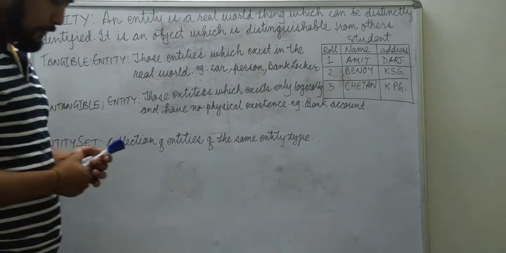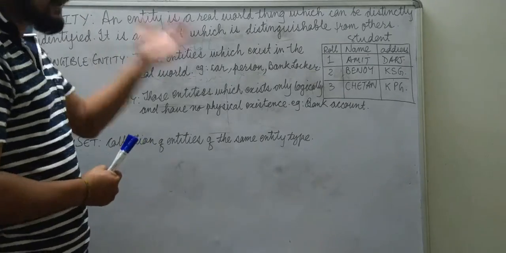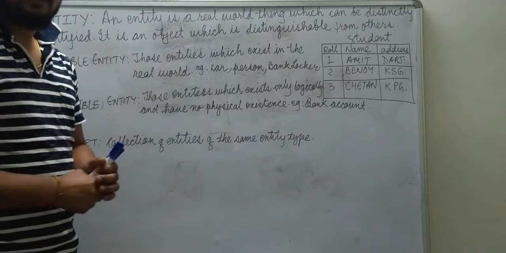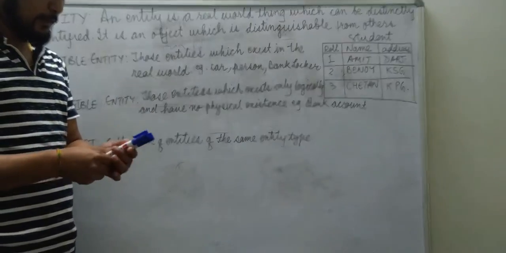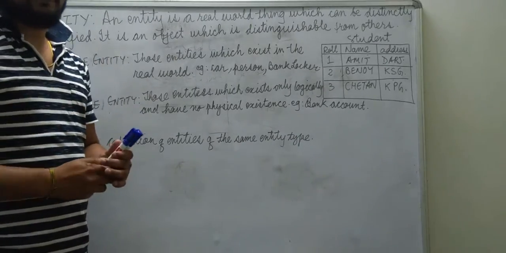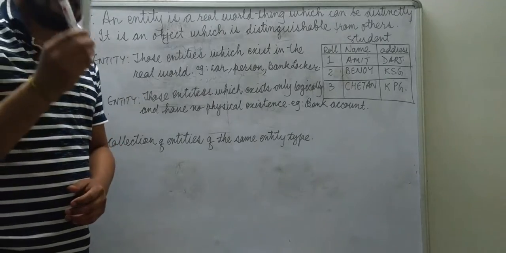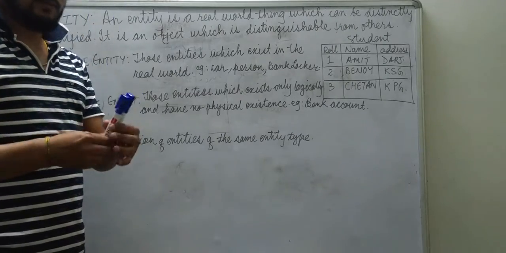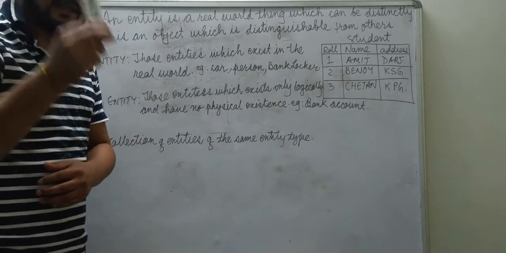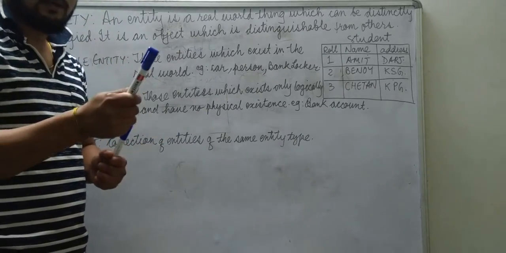What does this mean? An entity is an object, but one which can be distinguished. Let us see an example: I have two markers. Both of them are of blue color. So each is an object, one object and another object.